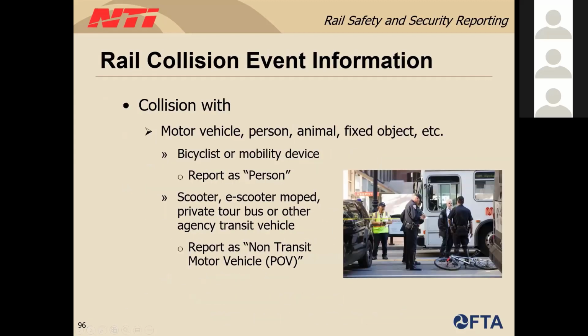For the collision with selection, indicate what the transit vehicle collided with, such as another vehicle, person, fixed object, and so on. A collision with a bicyclist, pedicab, a person in a wheelchair, or on an electric scooter is reported as a collision with a person. Scooters, mopeds, and motorcycles, school buses, or dump trucks are all reported as a collision with a non-transit motor vehicle. Use the other selection only when no other selection is appropriate.